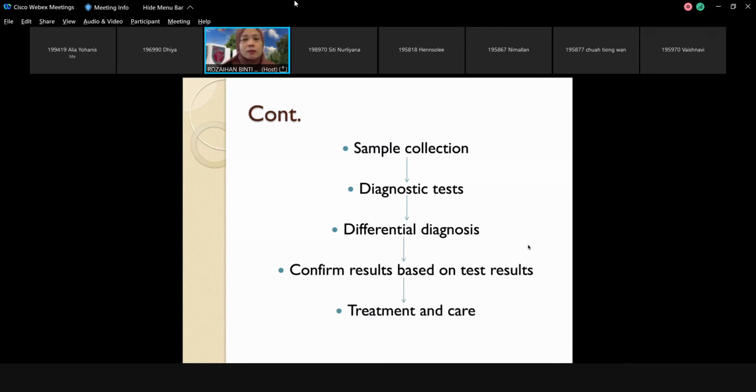So this is called supportive treatment, or what do we call that? Treatment that is according to the clinical signs. If the animal is having high temperature, of course, you would like to give NSAIDs. So you can actually proceed with treatment and care.